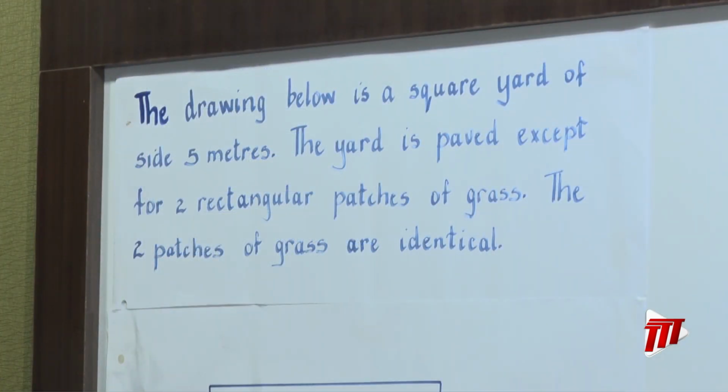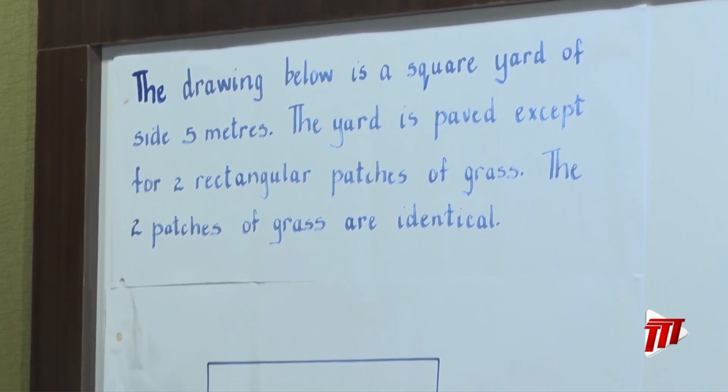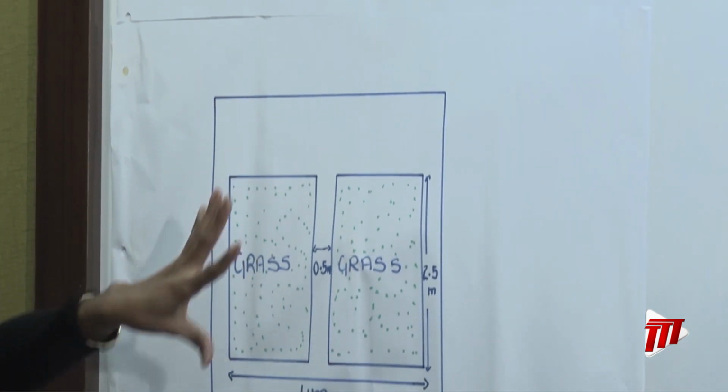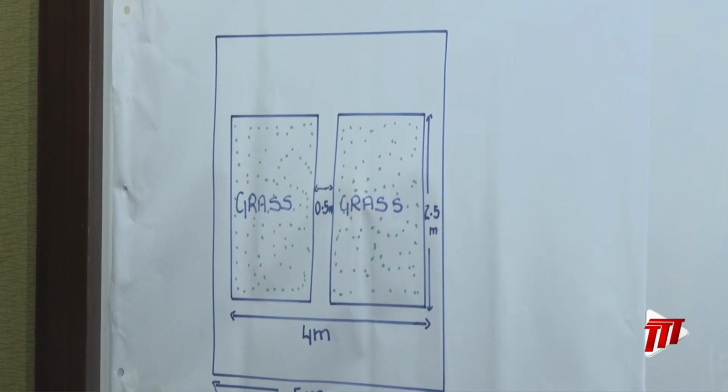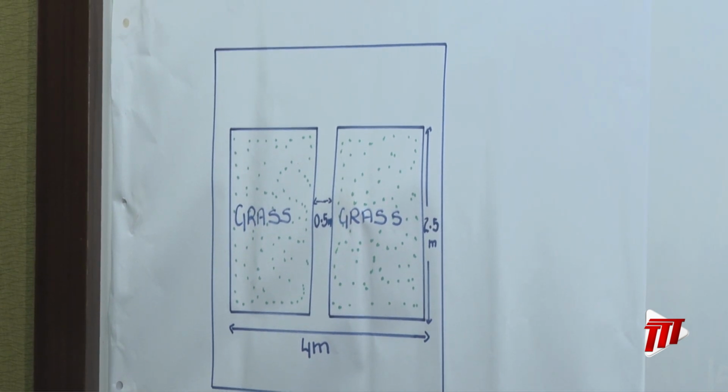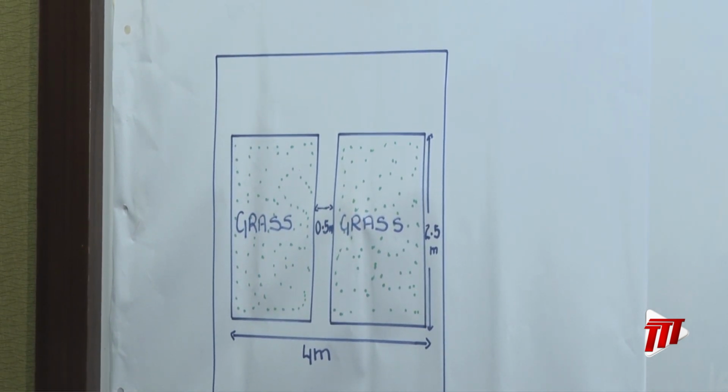The drawing below is a square yard of side 5 meters. The yard is paved except for 2 rectangular patches of grass. The 2 patches of grass are identical. This is the diagram here showing the grass and the yard. What is the total area of the paved section of the yard? So this is what we need to find.